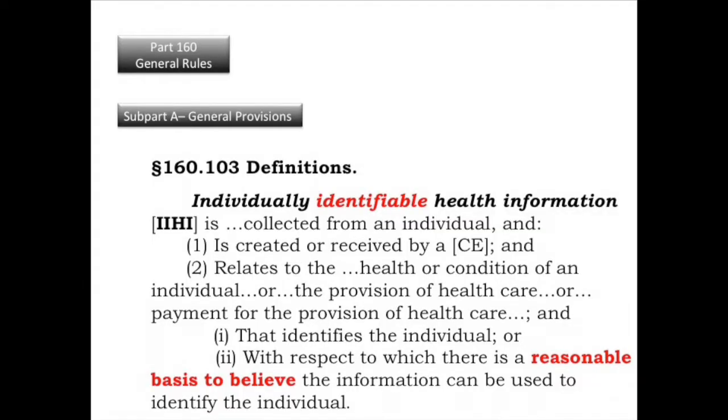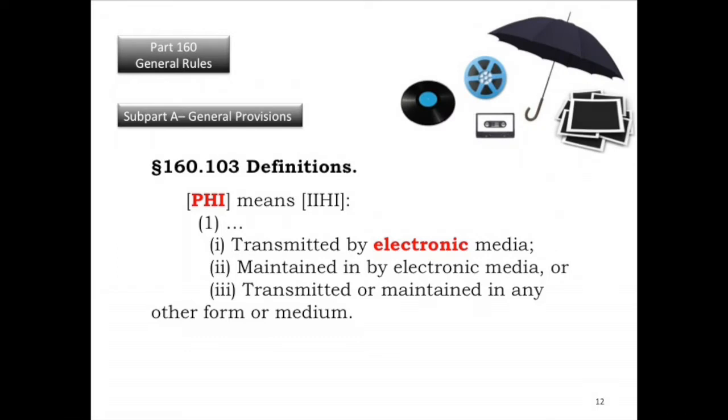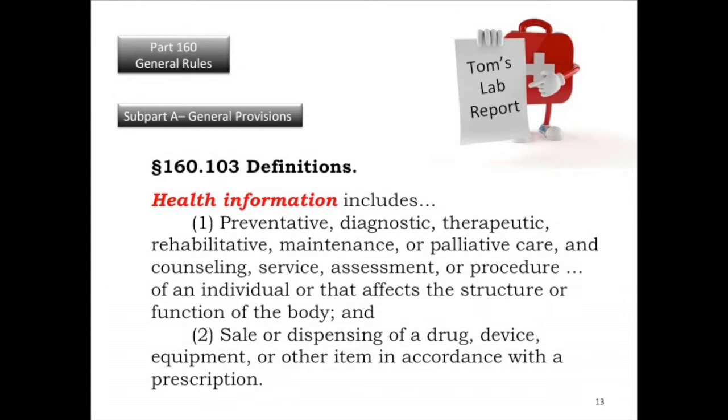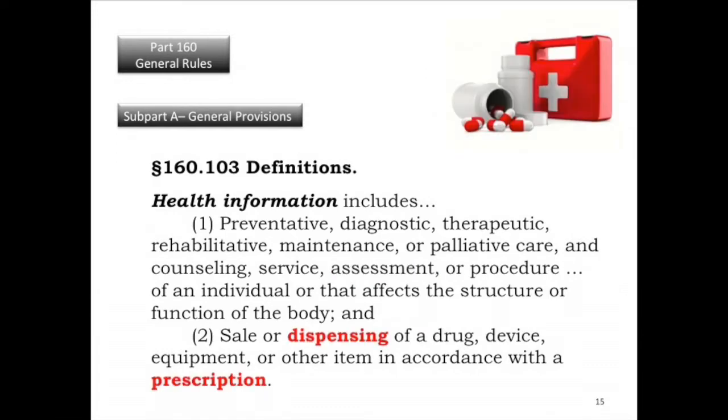Identifiable means there's a reasonable basis to believe the information can be used to identify the individual. PHI includes electronic media and other forms of media, including paper, audio recordings, and digital images. Health information is broadly defined. It could be a paramedic's assessment or records for dispensing prescription products.